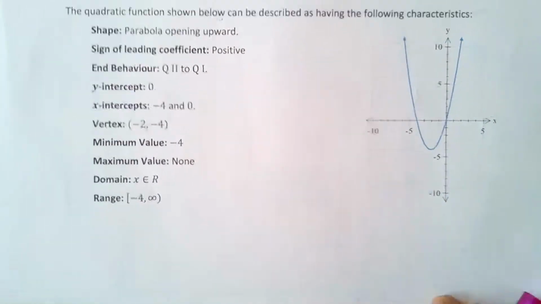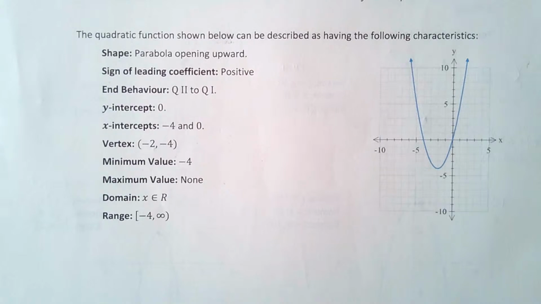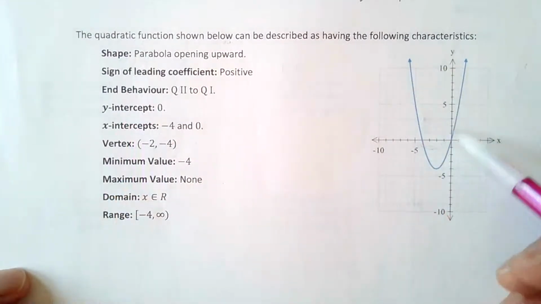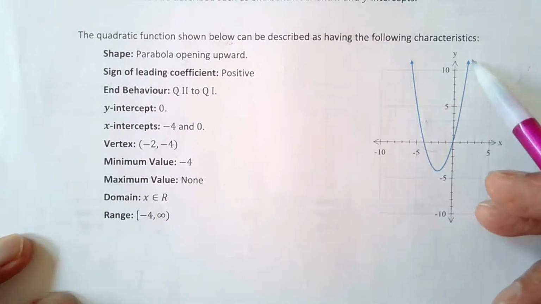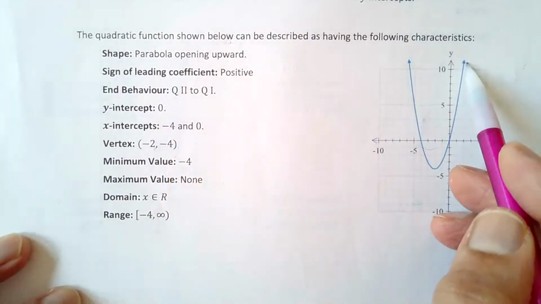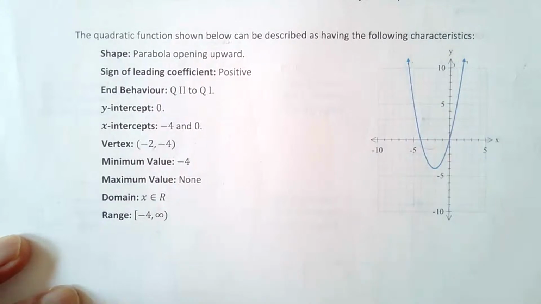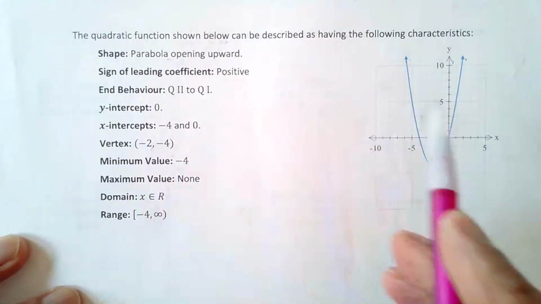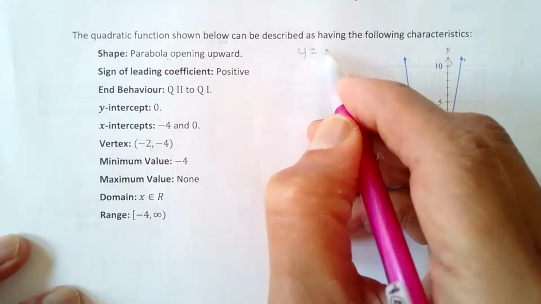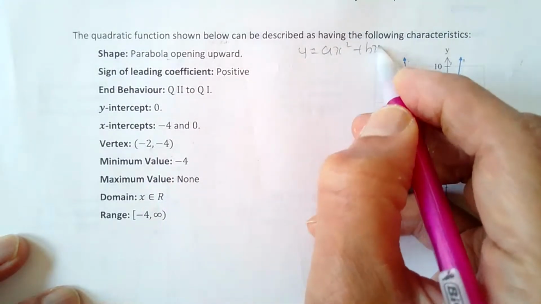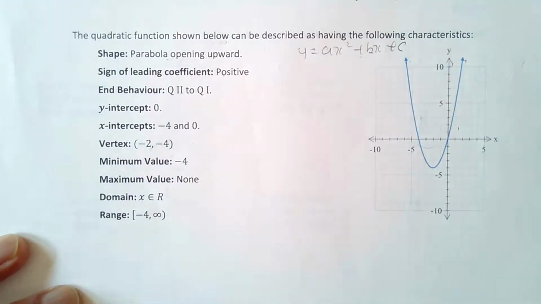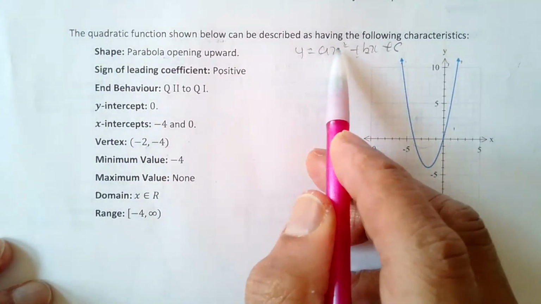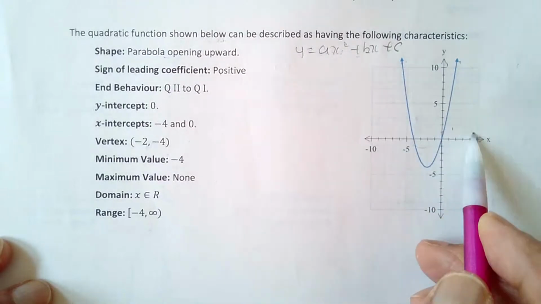Now let's look at some characteristics of a quadratic function. This graph is called a parabola. The shape of it is called a parabola, opening upwards. So as long as the two arrowheads are pointing upwards, we say the graph is opening upwards. The sign of the leading coefficient would be positive. This would be y is equal to ax squared plus bx plus c is the form. So the sign in front of the ax squared is positive in this case.